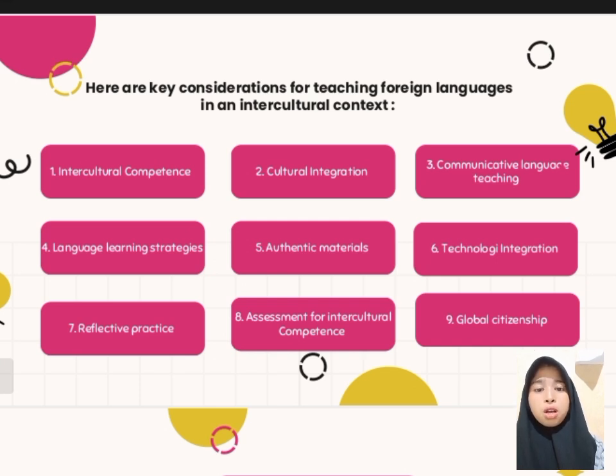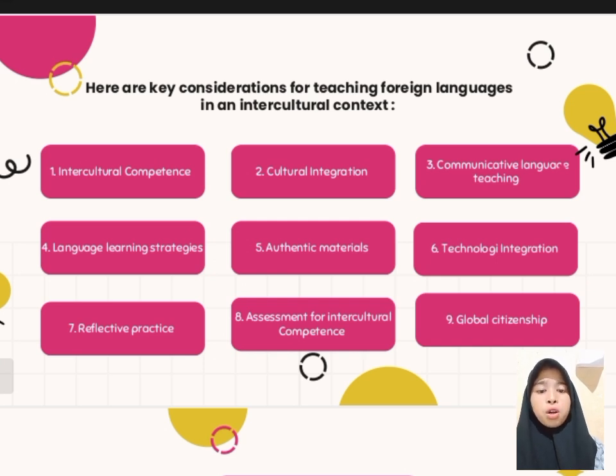And second, cultural integration. Language instruction should integrate cultural content, topics, and perspectives that provide learners with a deeper understanding of the target language and its cultural context. This might include exploring literature, music, art, history, and contemporary issues relevant to the cultures where the language is spoken.